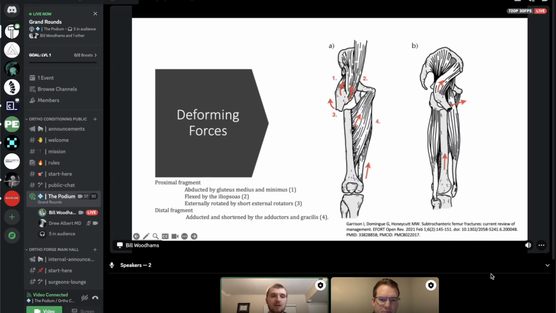A lot of the deforming forces that you look at in these types of fractures are that the proximal fragment becomes abducted by the gluteus medius and minimus, while it's being flexed by the iliopsoas and externally rotated by the short external rotators. That helps break the bone in that subtrochanteric region. Whereas the distal fragment is adducted and shortened by the adductors and the gracilis. So when you're diagnosing these types of fractures, you want to think about the mechanism of injury, and what types of deforming forces were going through that bone. That might lead you more towards a subtrochanteric femur fracture.